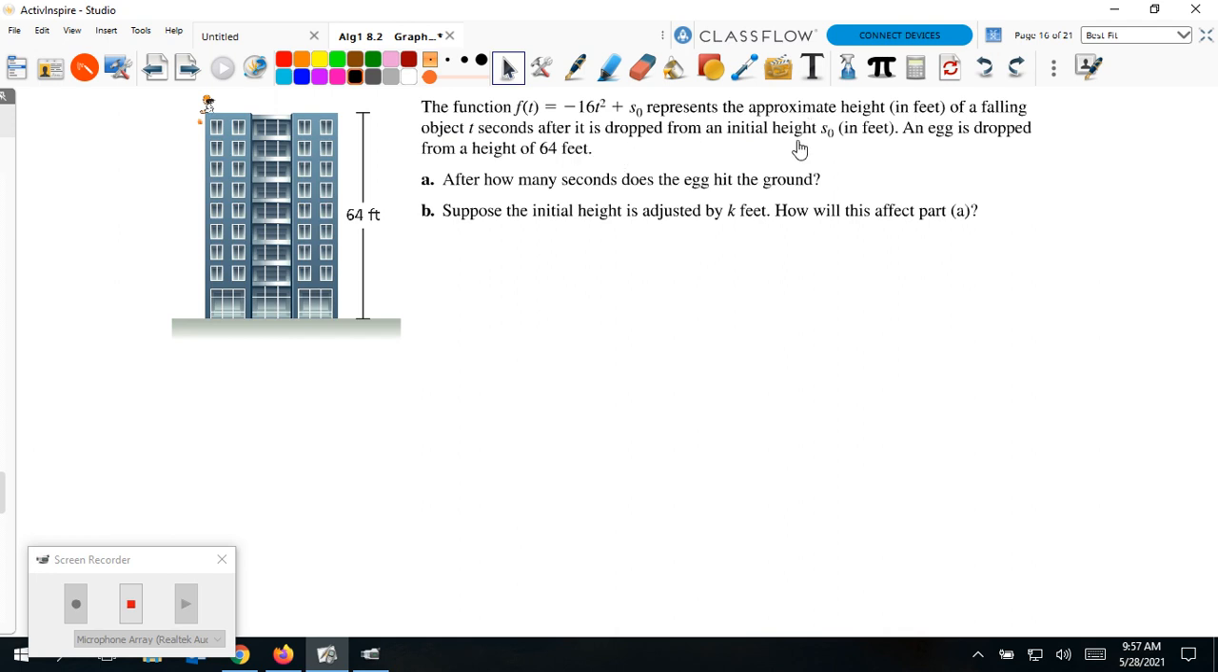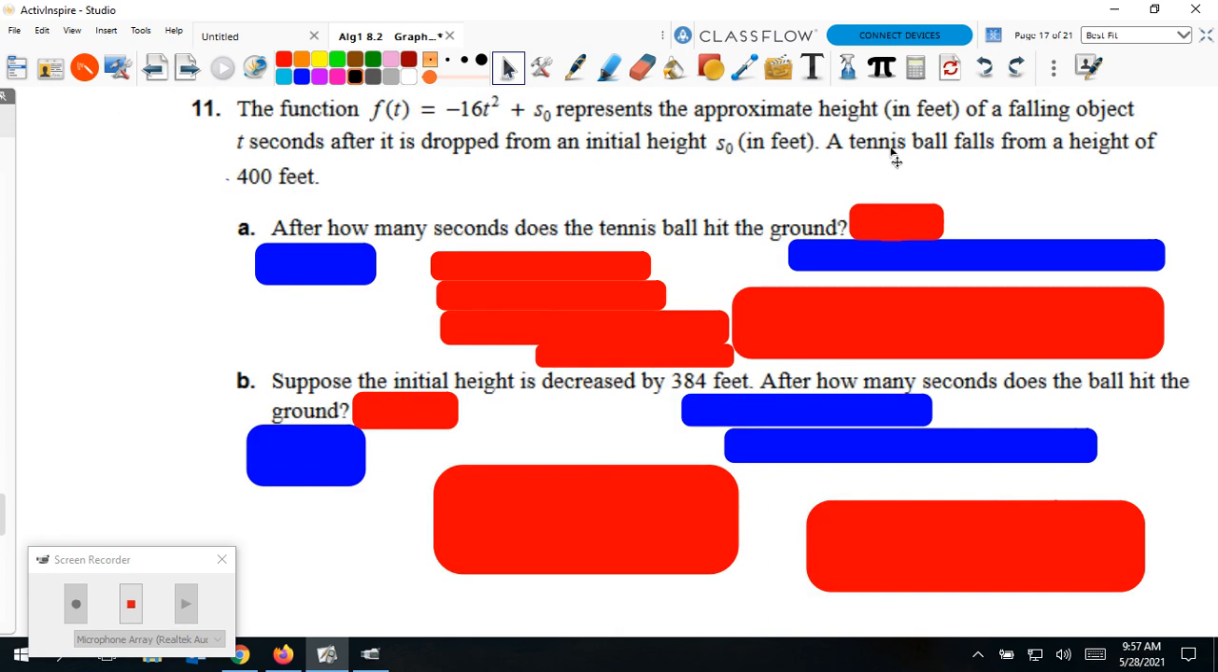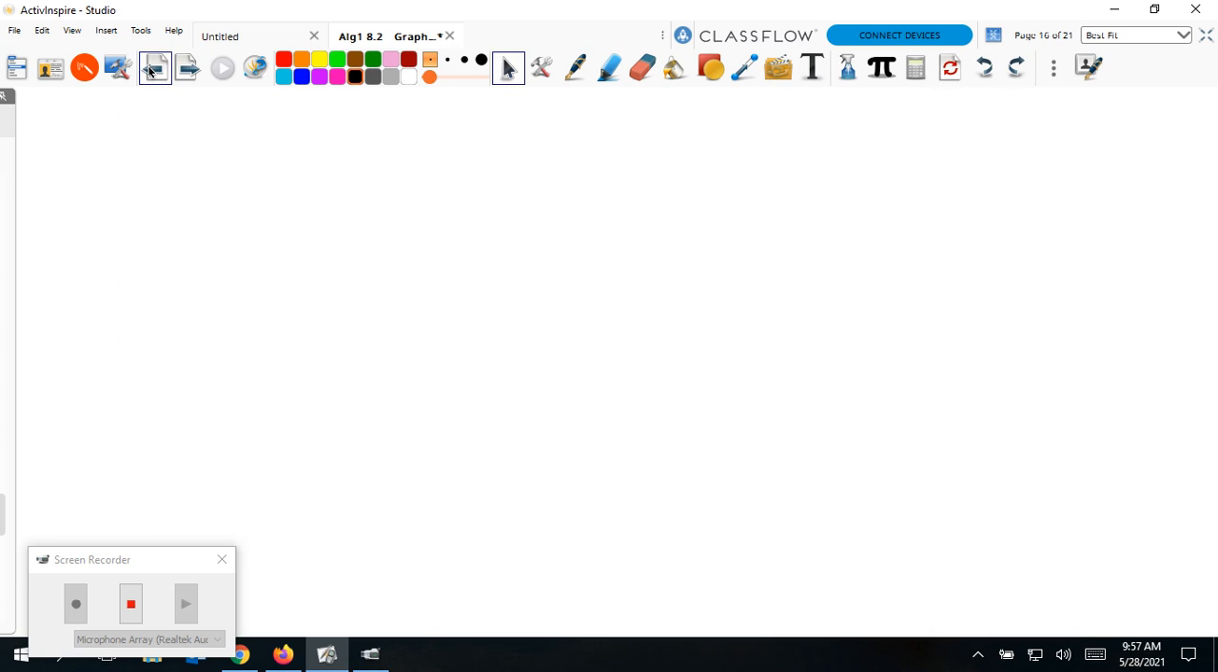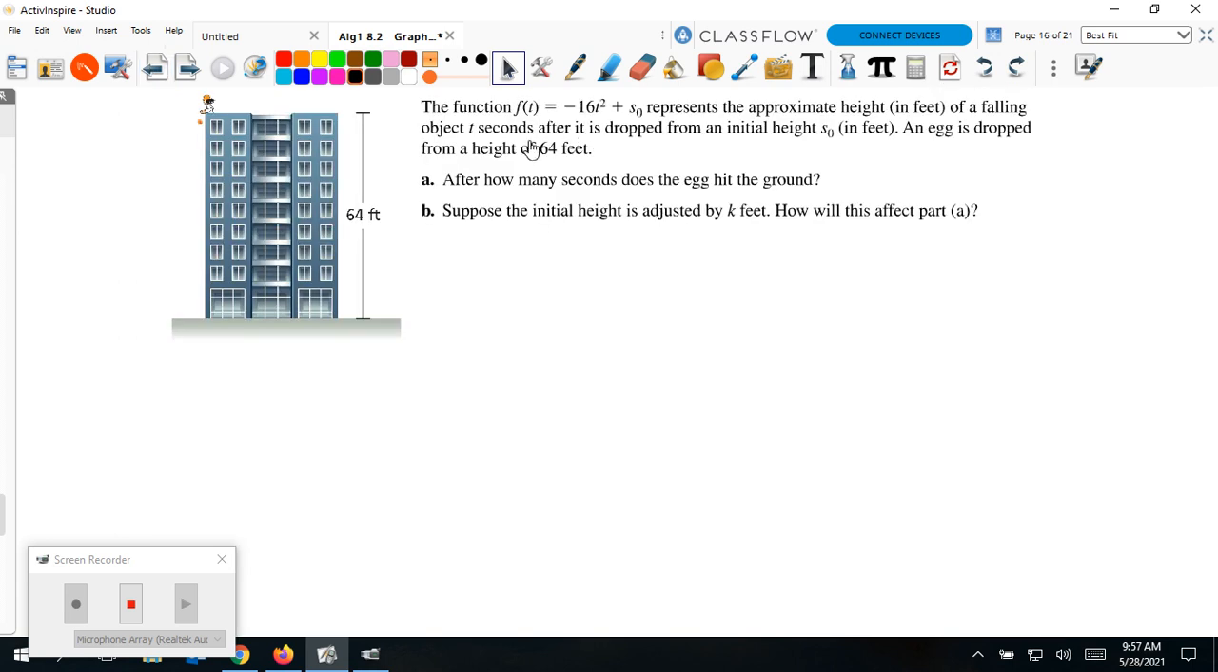It says this situation is saying that an egg is dropped from a height of 64 feet. That's the situation. We have a different situation on ours. I think our situation on this one says a tennis ball is dropped from a height of 400 feet. But all the same stuff up here. So you're on top of maybe this building, you're dropping an egg on this example, or you're dropping a tennis ball on our example that we're going to do.